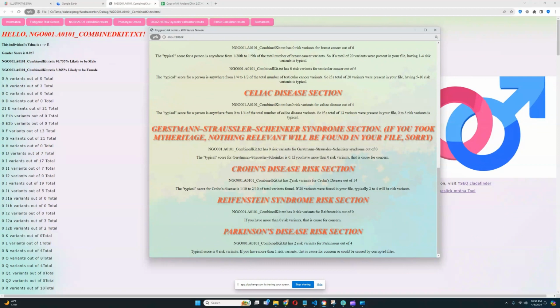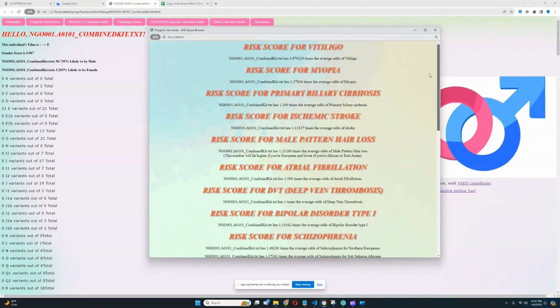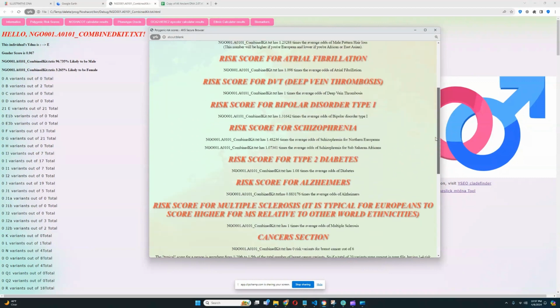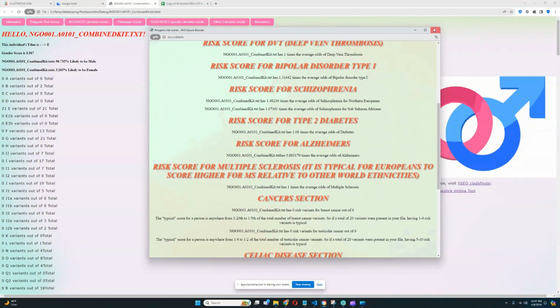For Crohn's disease, two risk variants out of 14. Pretty good. For Raffenstein's, nothing relevant was found. And for Parkinson's, two risk variants out of 4. Unfortunately, it's not a very high quality result, so we can't really discuss much in this result. So overall, this looks like a very healthy individual. I don't see anything concerning in this result whatsoever.